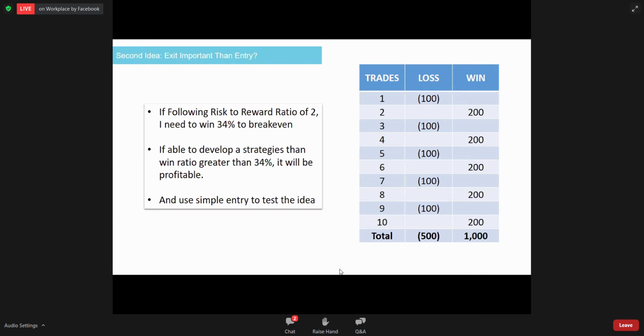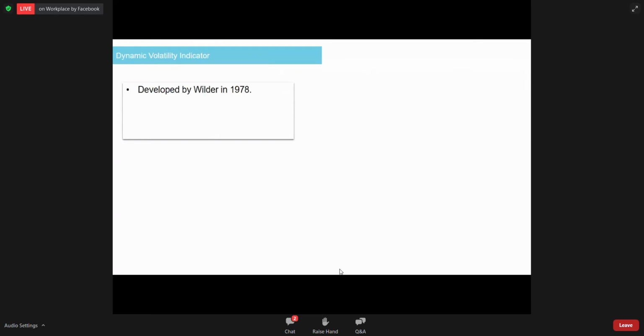So here comes the entry. Here comes the trading idea. If I have a trading strategy that gives me a winning ratio of 50%, and I have a risk reward equal to 2, it means I will be profitable just by looking at these two angles: winning ratio more than 34%, risk reward equal to 2. Okay, so I start thinking about that angle.